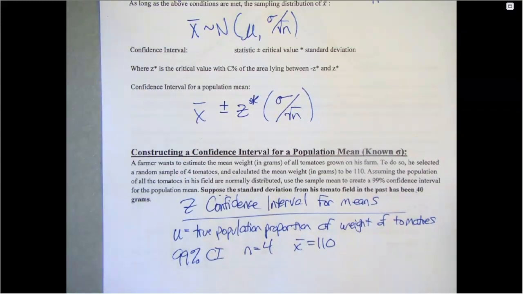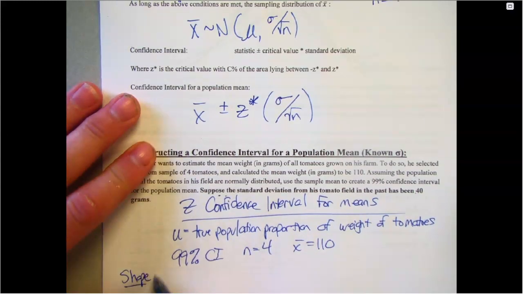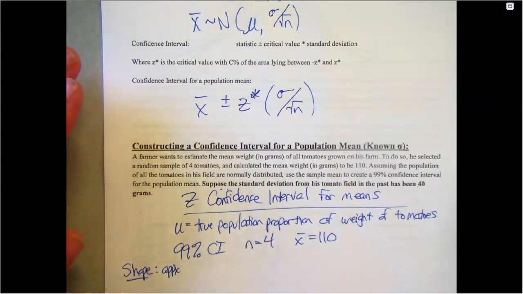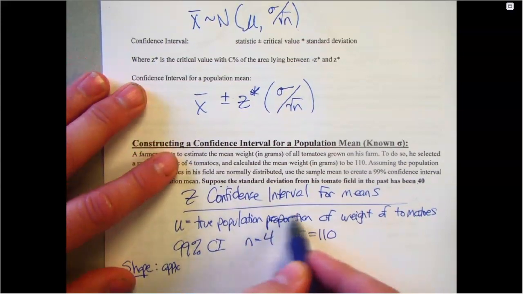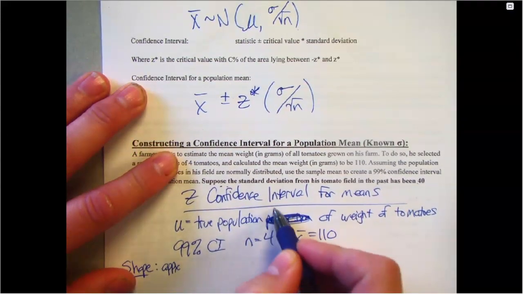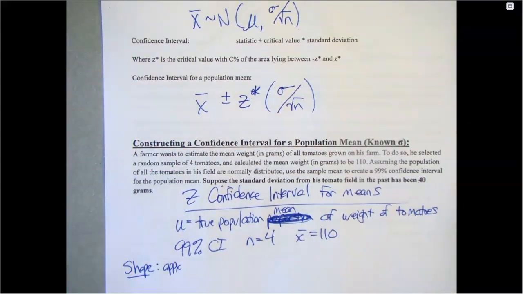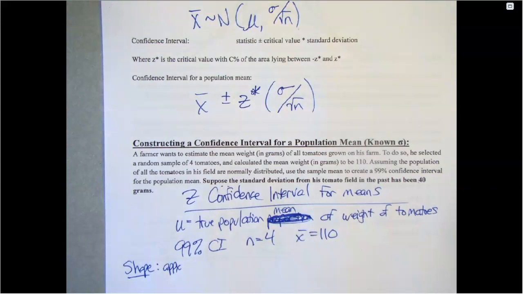Okay. Conditions. I'm going to try to squeeze these in here. So shape. Why is that N less than... Oh, mean. True population mean. Sorry. We've written population proportion every day for like 3 weeks. What was your question then? Okay.